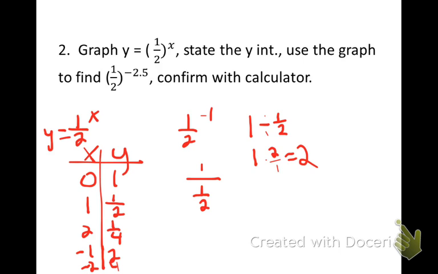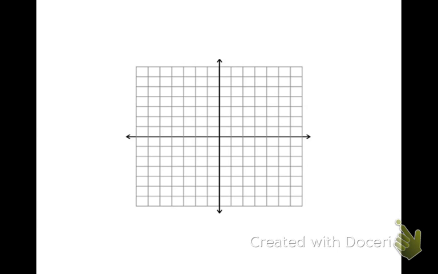So let's go to the next slide and graph. So again, we have 0, 1. We have 1, 1/2. We have negative 1, 2, we have negative 2, 4, so the graph is going to come down something like that. Again, hard to graph very accurately, but I'm doing it. So it asks us to find the y-intercept, which in this case is 1.